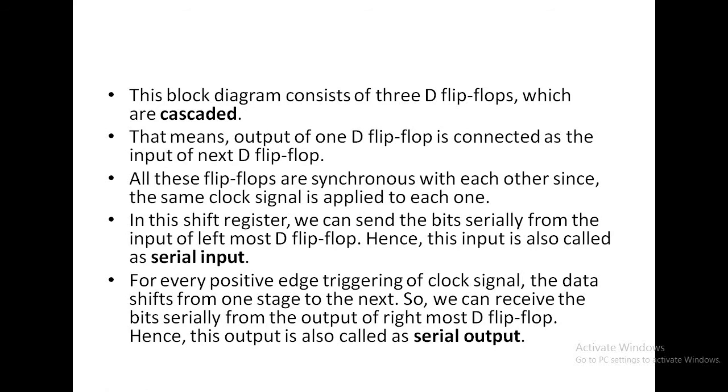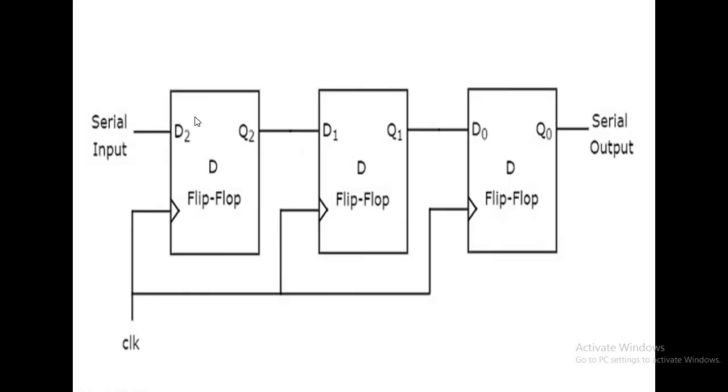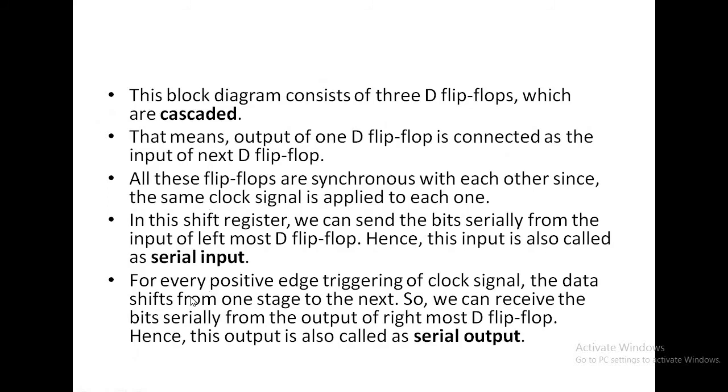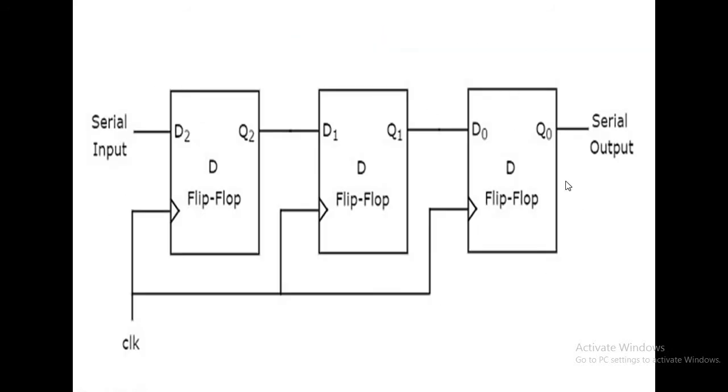In this shift register, we can send the bits serially from the input of the leftmost D flip-flop. Hence, this input is called the serial input. For every positive edge triggering of the clock signal, the data shifts from one stage to the next. So we can receive the bits serially from the output of the rightmost D flip-flop. Hence, this output is called the serial output.